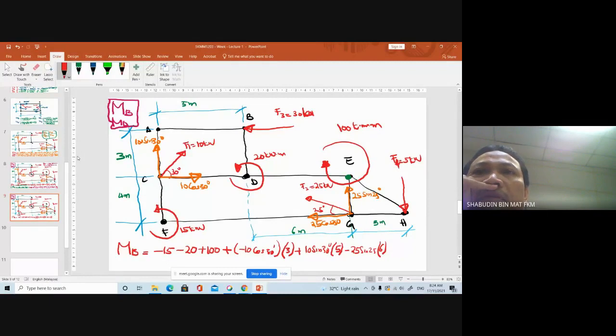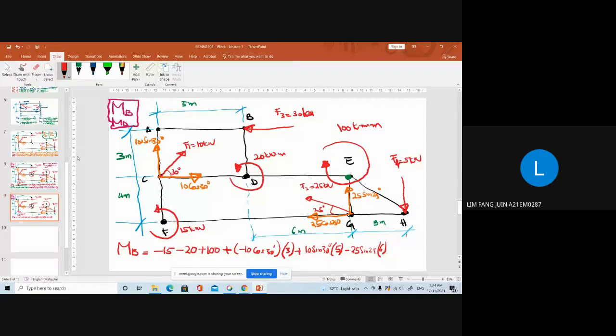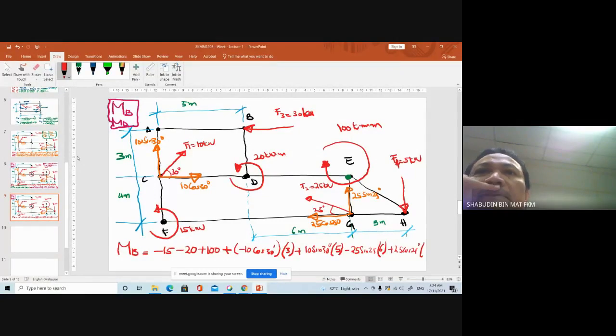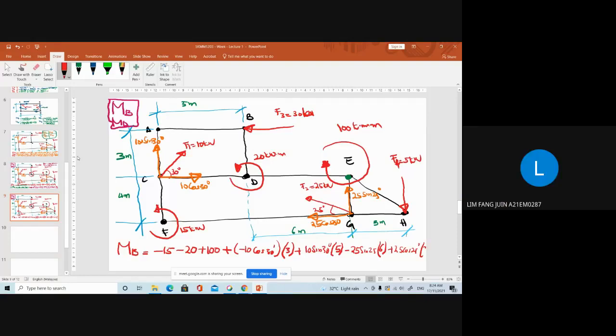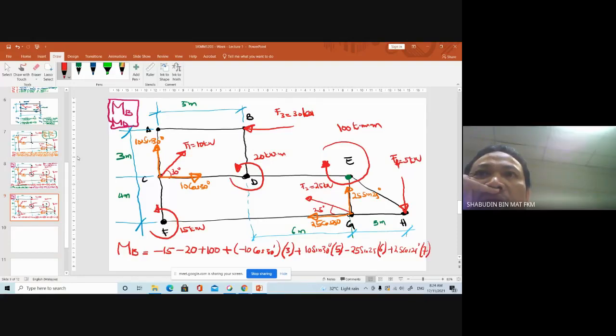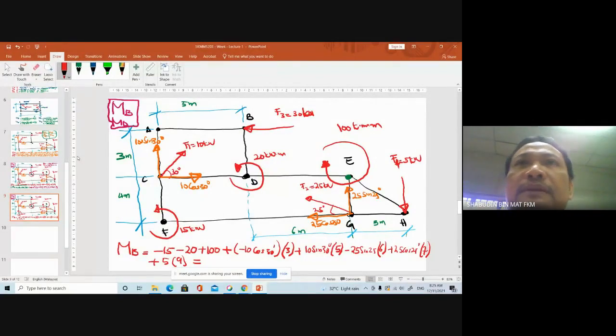What else do you have? 25. Is that one positive or negative? That one positive. 25 cos 25, multiply by 7. 7. And what else do you have? Plus 5, multiply by 9. 9. Can you get that one for me? Moment at point B. Do that for me.